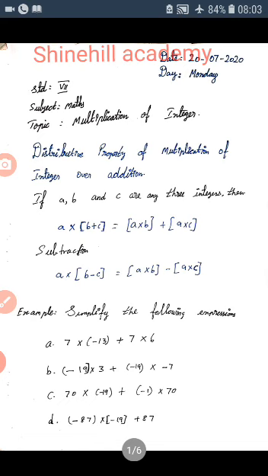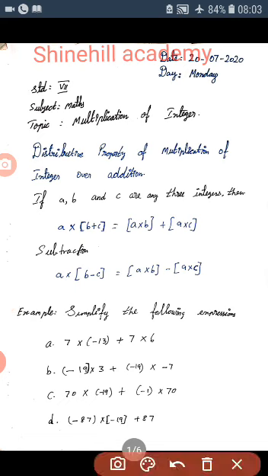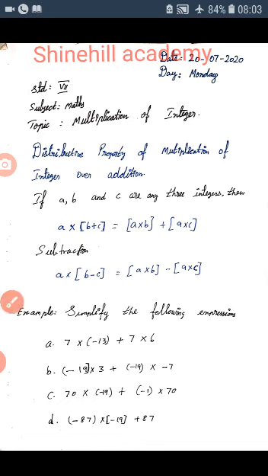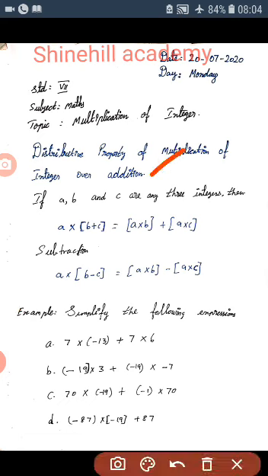Today's class was on the distributive property for multiplication of integers over addition and subtraction. Using the property, a into B plus C equals a into B plus a into C. The subtraction, a into B minus C is equal to a into B minus a into C.